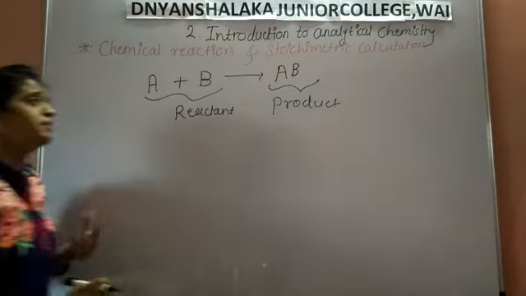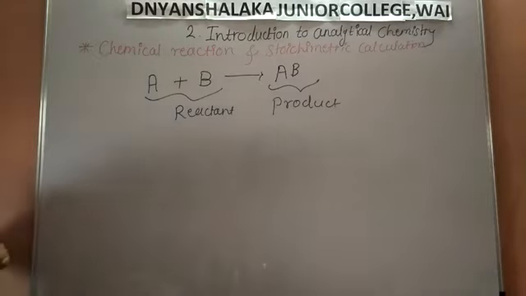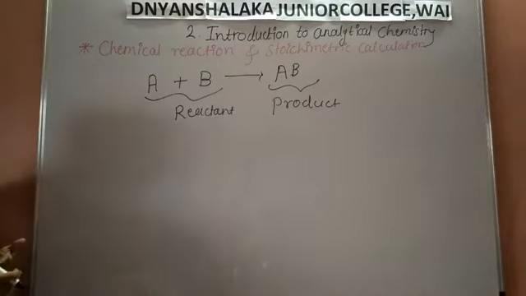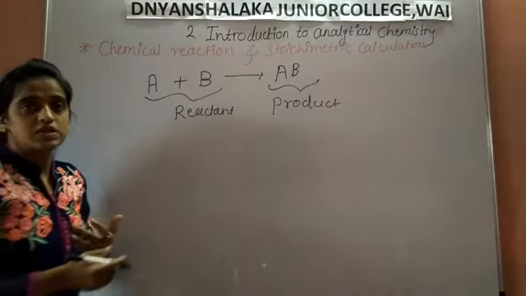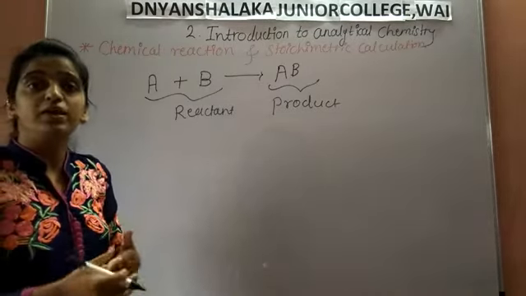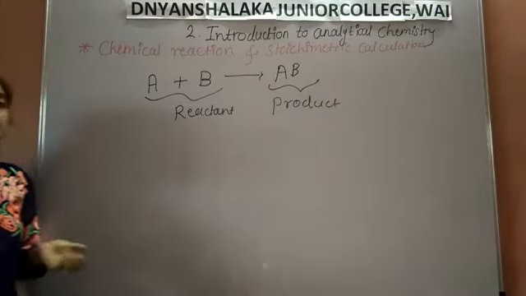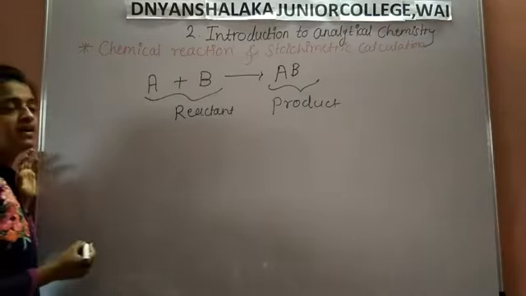The reactants are chemically converted into the product. So this is a chemical reaction. A chemical reaction is a process in which a single substance or many substances chemically react with each other to form a new substance. This is called a chemical reaction or chemical equation.